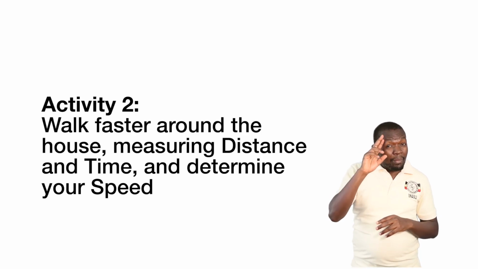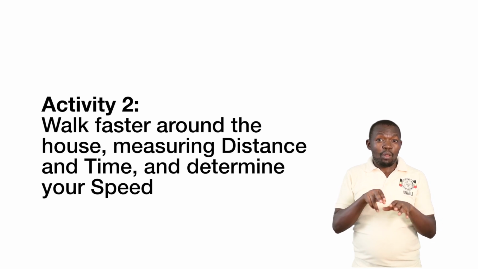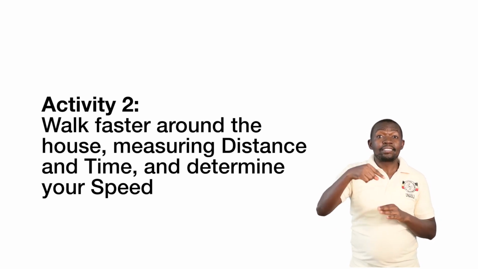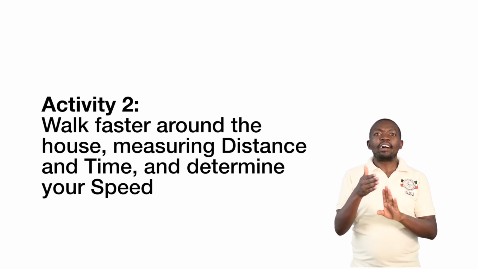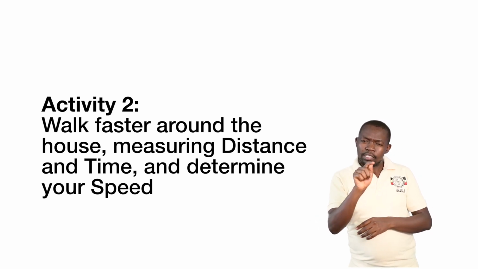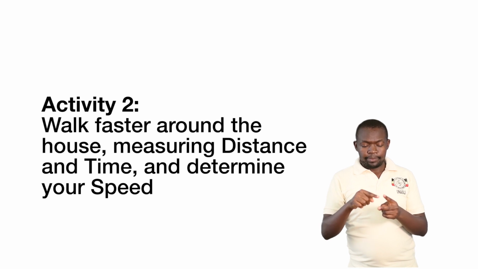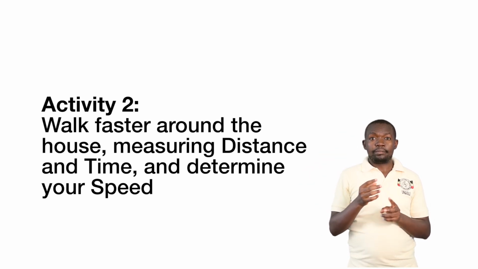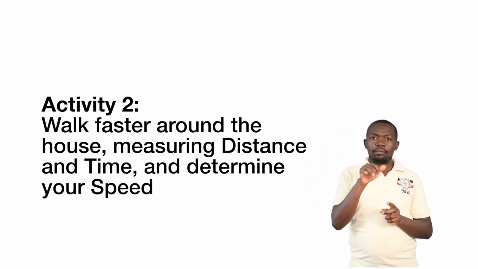Now, after you've done this activity, remember you've been walking around the house. Next, I want you to walk faster around the house and find the distance that you get when you walk faster around the house and the time. And then determine the speed. That will be your speed number 2.